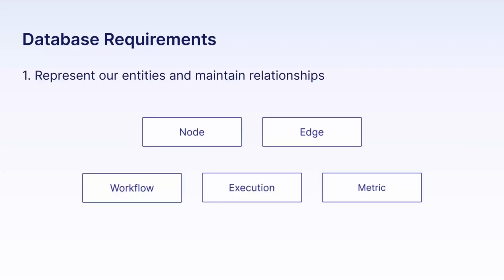First, we needed a way to represent Otto's entities and maintain any relationships between them. Otto's entities include node, edge, workflow, execution, and metric. Examples of relationships include the one-to-many relationship between workflow and node, and the one-to-many relationship between workflow and execution.